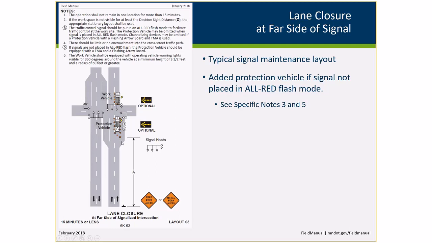So a couple things in this is that when people are coming up through this, even if it's in all red flash mode, we want people to merge over into a single lane so they're not trying to merge as they're coming into this intersection here. So the channelizing devices are necessary to move traffic into a single lane before they go through that area. If it's not in all red flash mode, you need to have that protection vehicle to provide protection for that work vehicle. So that's a pretty big change that was made to this layout.